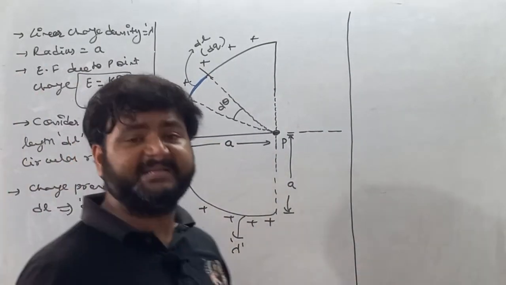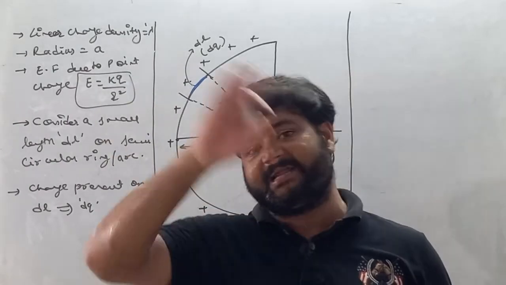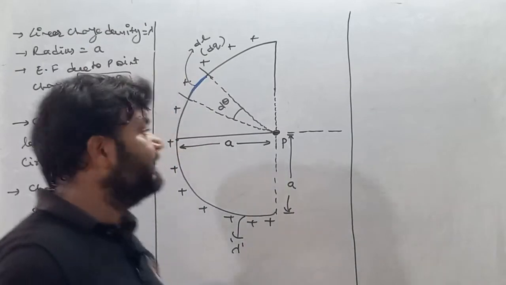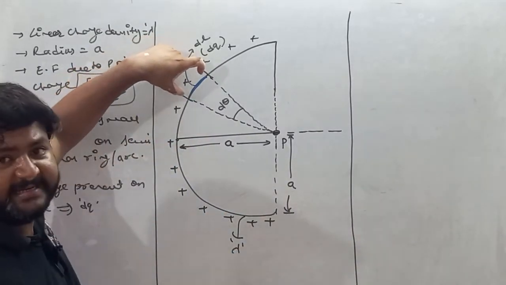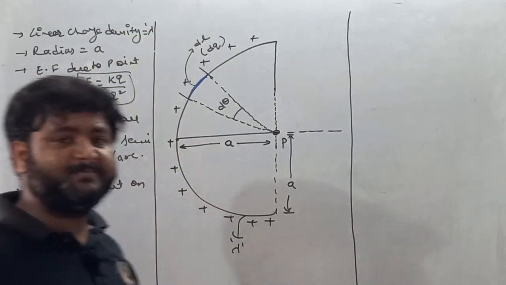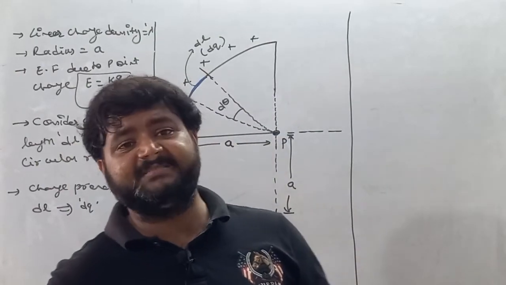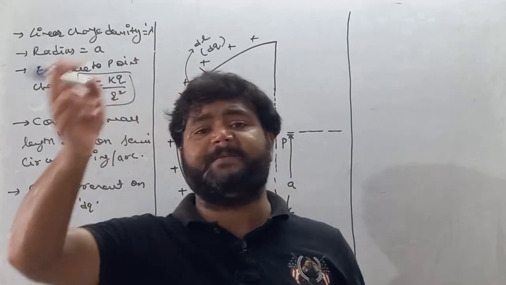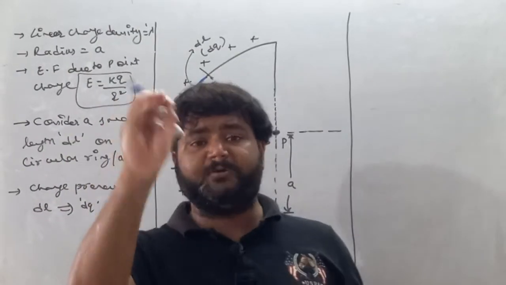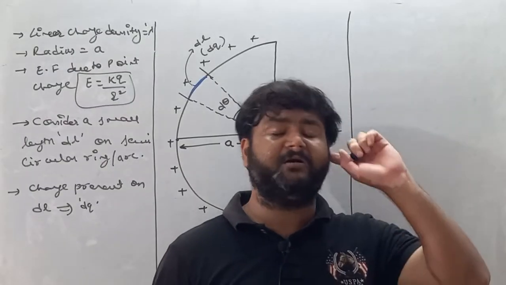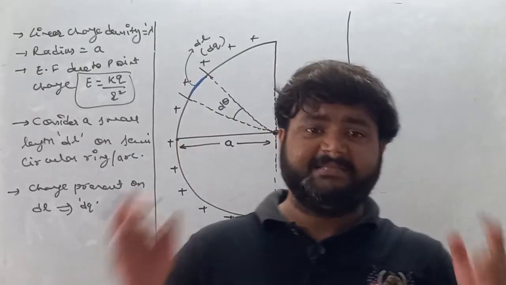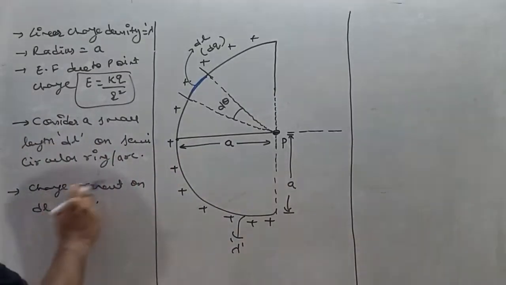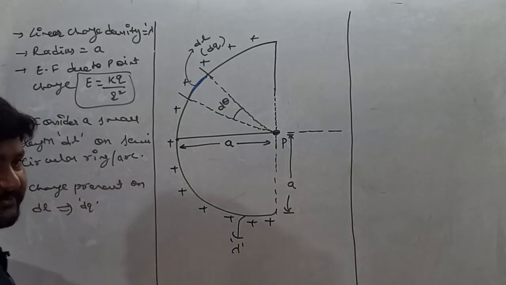With the help of electric field due to a point charge, we will integrate and get the total electric field due to any continuous body. That's why I am considering a small length here, dl, in which dq charge is present, because the ring, or we can say semicircular arc, its physical parameter is length. So if we put some charge on the semicircular ring, then that charge will be present on its length. So the charge present on dl is dq.